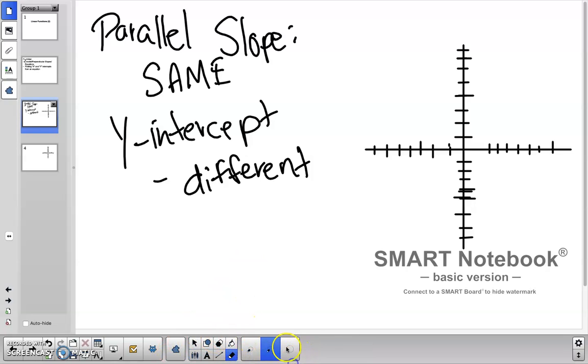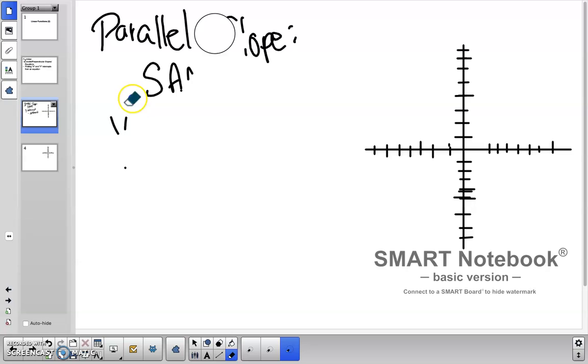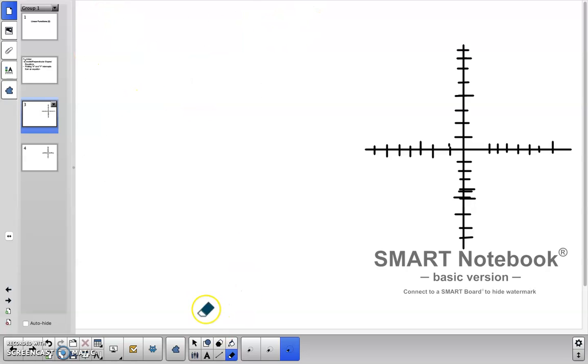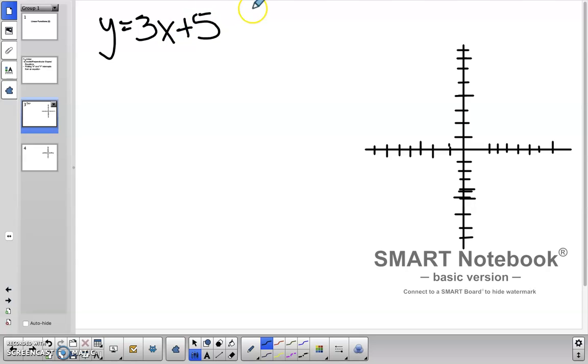So, let's take a look at an example here. Let me clear this. Now, let's take a look at that first example I have here. We're going to take a look at y equals 3x plus 5. This is going to be our original equation. So, I'm going to plot this. Last time I showed you how to plot it. So I'll go out 5 on the y-axis: 1, 2, 3, 4, 5. Right there. Okay. Then I'm going to go 3 up and 1 to the right.